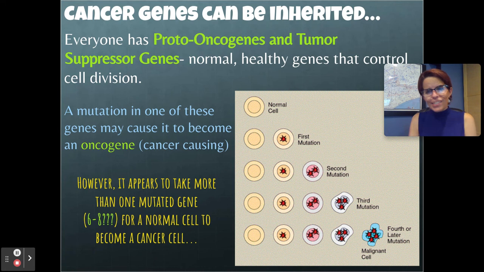The good news, I keep going back and forth, good and bad, it appears to take much more than one mutation to make a normal cell become a cancer cell. We have so many backup genes that protect us that it takes like 6 to 8 mutations before a cell becomes cancerous. So that's the good news. If we inherit a bad gene, we might have other genes that will protect us.